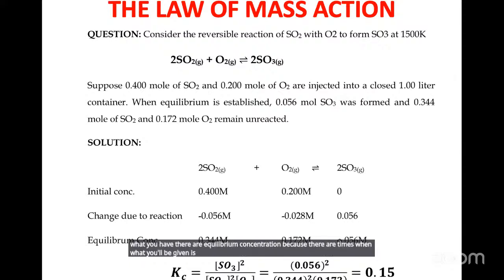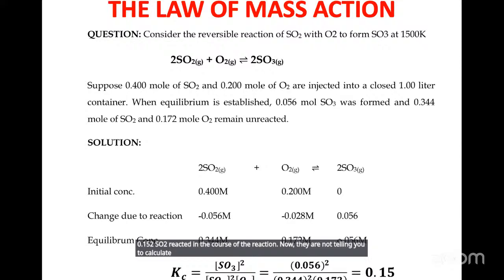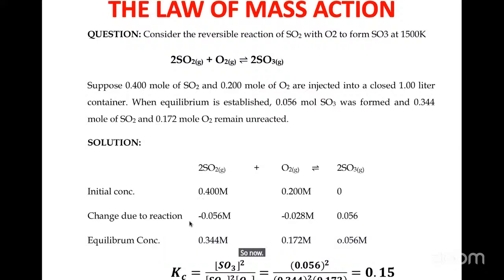reacted. Somebody can just tell you that, say, 0.152 SO2 reacted in the course of the reaction. Now they're telling you to calculate what was left, because what you need is what was left, not what reacted. So now this is what you have.